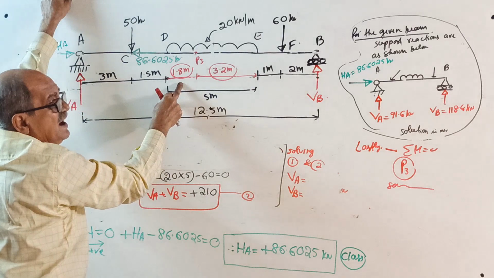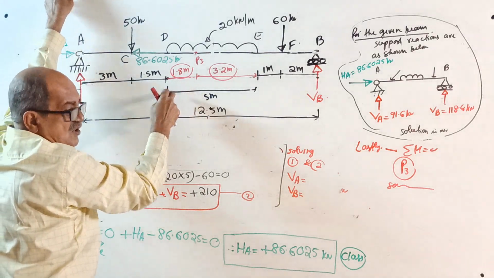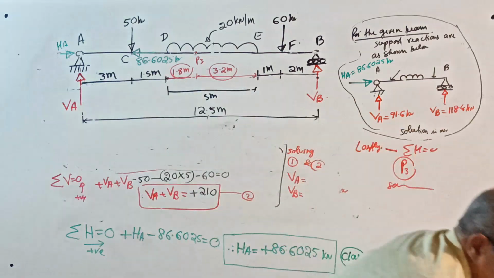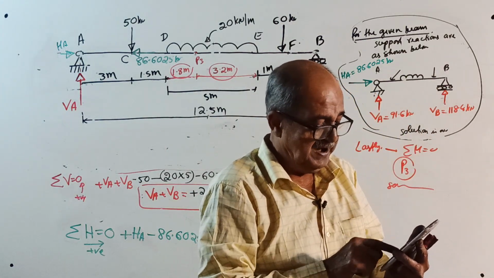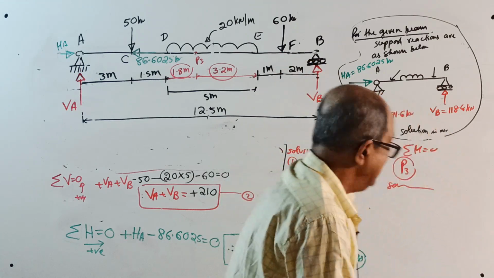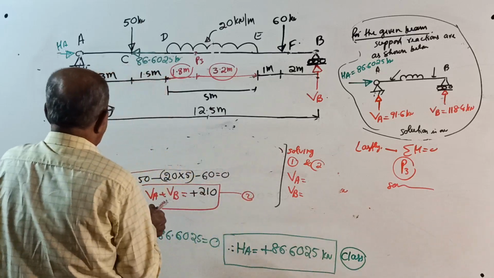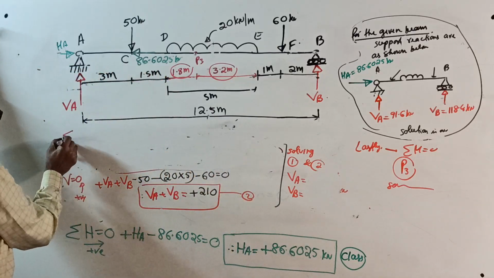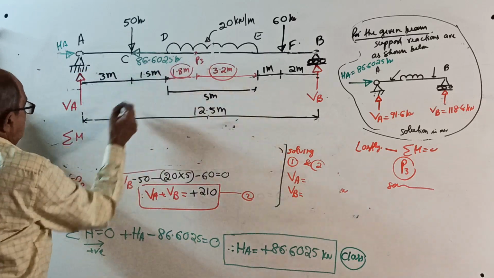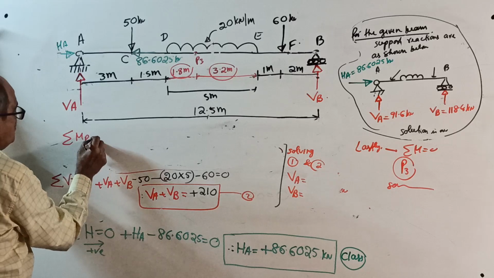4.5 plus 1.8, 5.4. This is too much depending on calculator problem. 4.5 plus 1.8 is 6.3. Okay. Other is 6.2 then. Okay. So answer is plus C. Sigma M about P3 equal to 0.